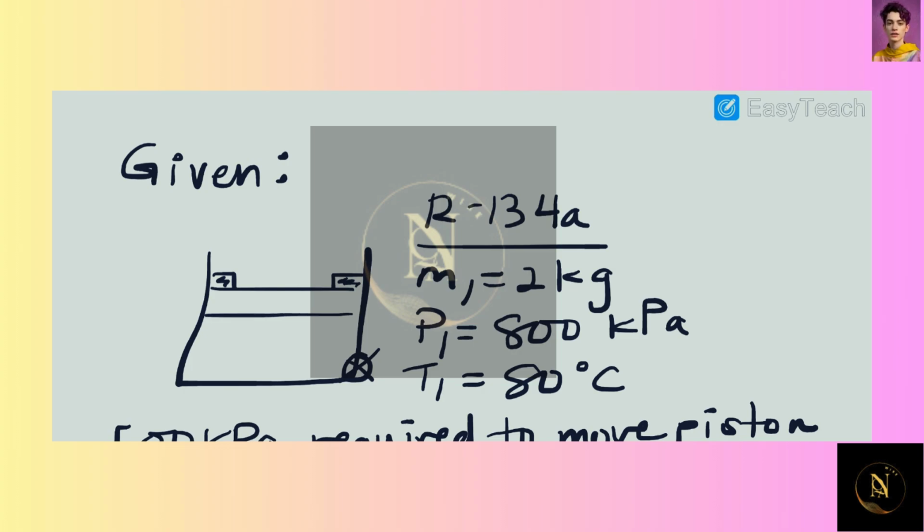Hi everyone, so what we have is a vertical piston cylinder that has a piston that's resting on a pair of stops. Inside this piston cylinder system we have R134a at an initial mass of 2 kilograms, a pressure of 800 kPa, and a temperature of 80 degrees C.